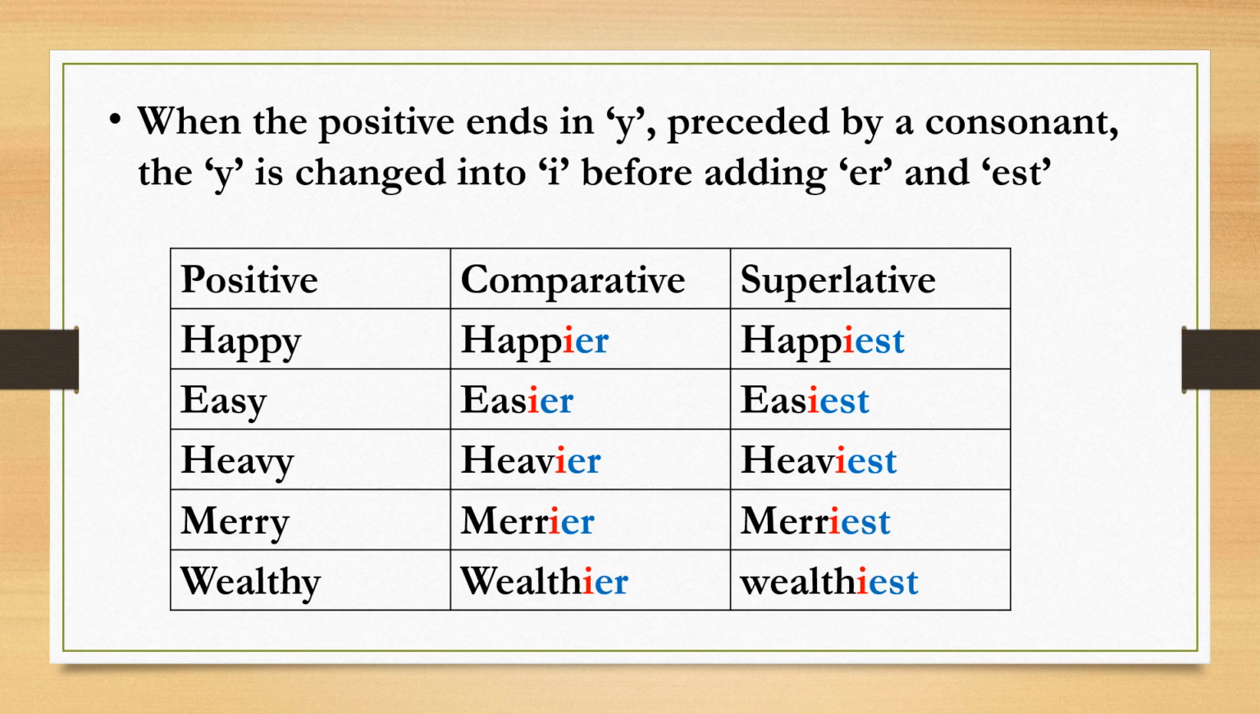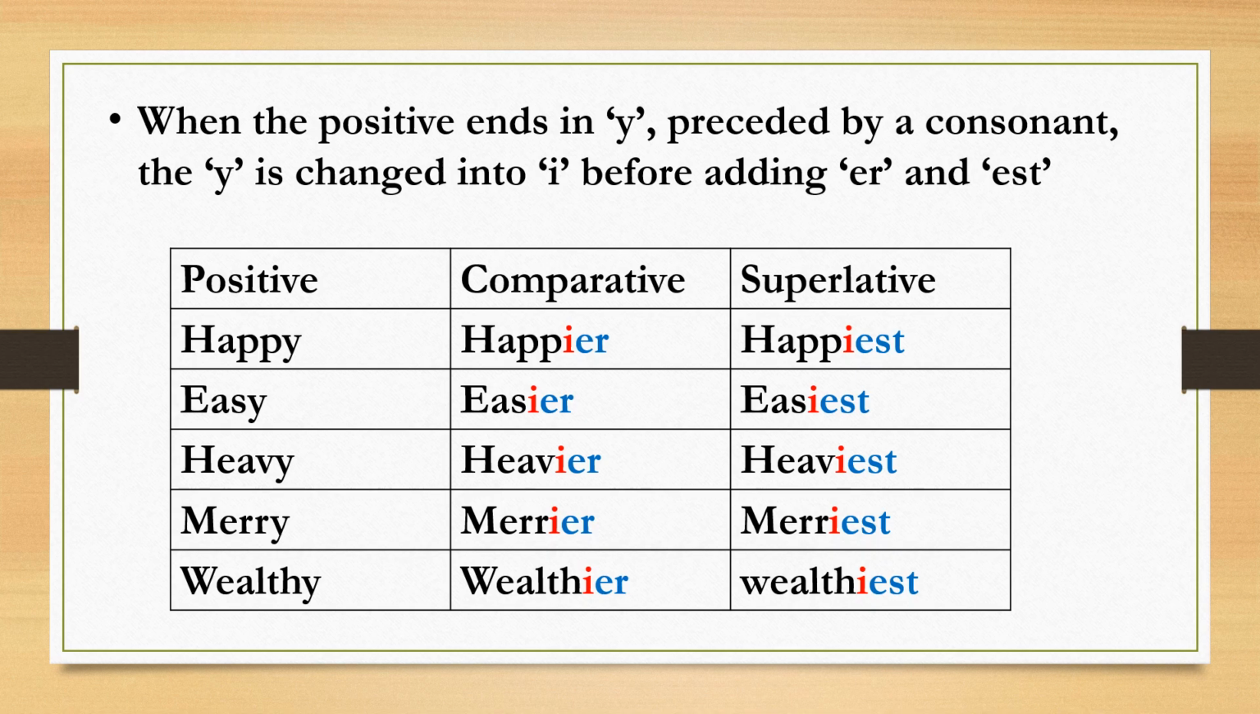When the positive ends in y, preceded by a consonant, the y is changed into i before adding er and est. It means that when the word in the positive degree ends with the letter y and has a consonant before it, in that case, the letter y will change in the comparative and superlative degree and become i before we normally add er to the comparative and est to the superlative.